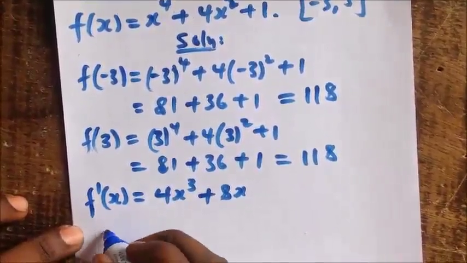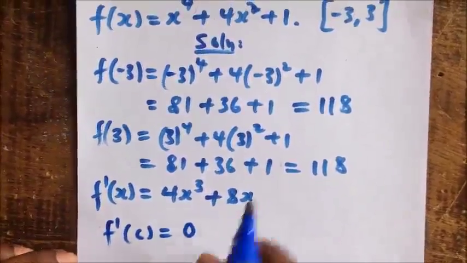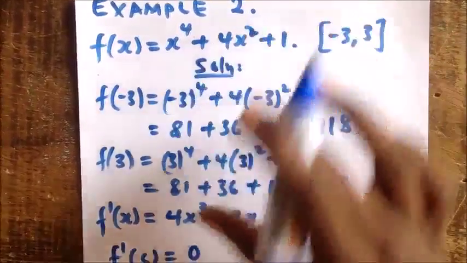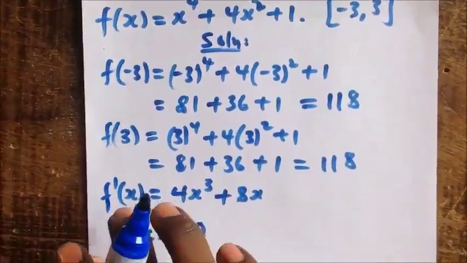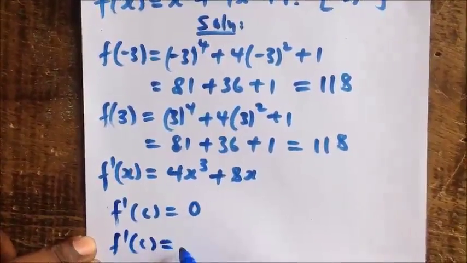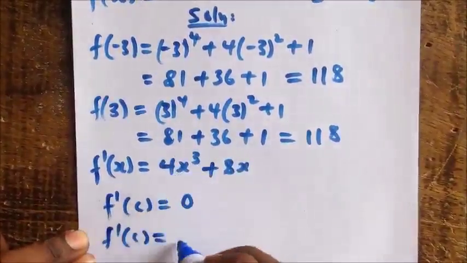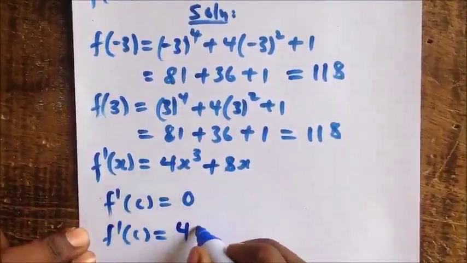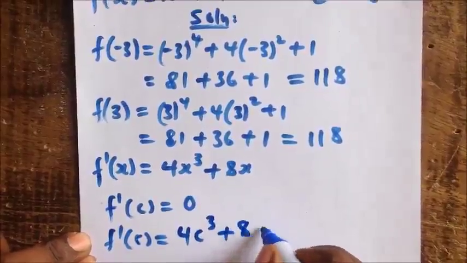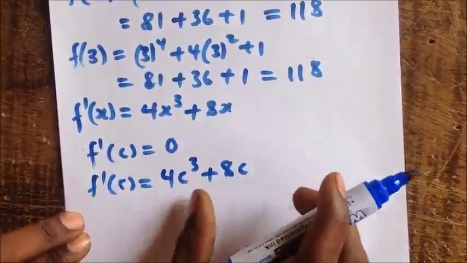Then to find that number c, as I said, we should use the conclusion of the theorem. The conclusion of the theorem says that f prime of c is equal to 0. But from the beginning of the question to this point, we don't have f prime of c. Therefore, how can we find f prime of c? Since we have f prime of x, anywhere we have x here, we should now replace it with c. Therefore, our f prime of c now is equal to 4c cubed plus 8c.